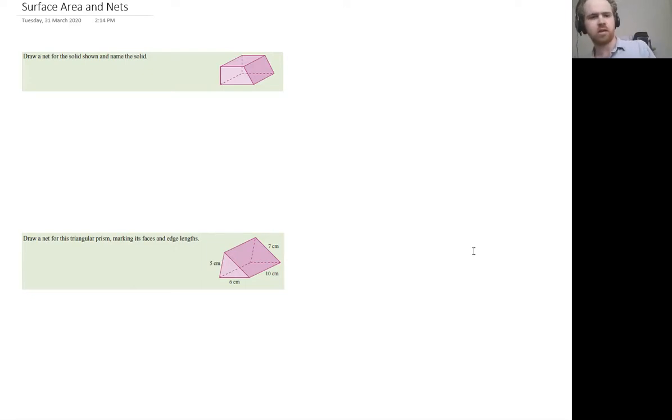Okay, so here is a solid. So it's a three-dimensional shape, or a solid, and we need to fold it up in our heads and draw what that net will look like. So what I need to do is pick a middle face. I'm going to pick this bottom rectangle here as my middle face, and I'm going to consider all of the other things that I will fold out from that shape.